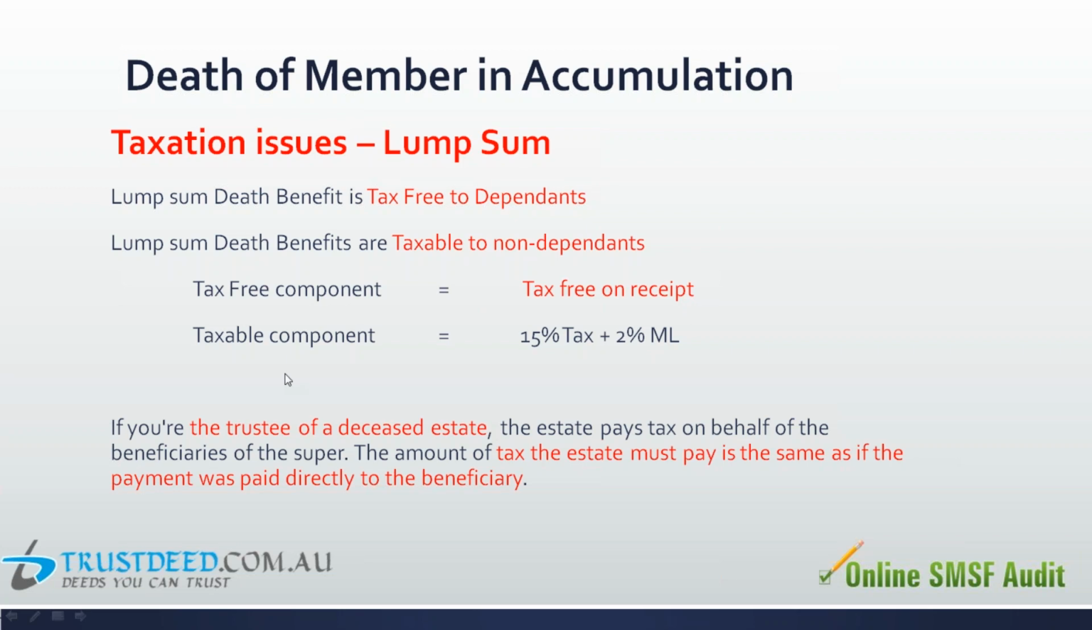Now, if there is no non-dependent, sometimes the trustee pays the money to a deceased estate. When that happens, the deceased estate actually pays the tax. So if the deceased estate is paying to a dependent, then there is no tax paid to the government. But if the deceased estate pays to a non-dependent, they will pay the 17% tax and remit it to the tax office. So when you're receiving this money from a deceased estate, technically you don't pay any tax, because if you are a non-dependent, then the 17% tax is already paid by the estate for you.